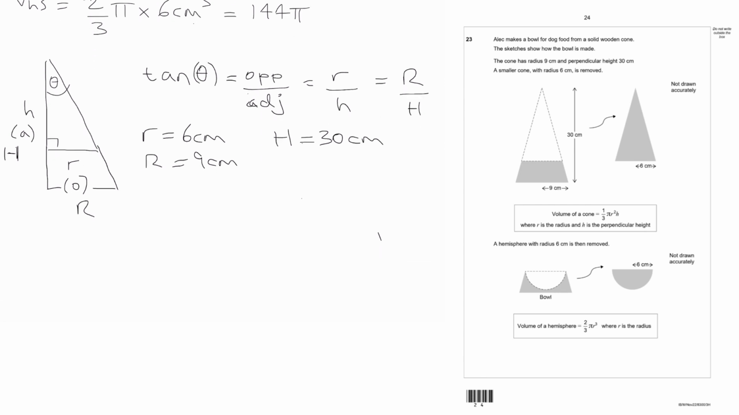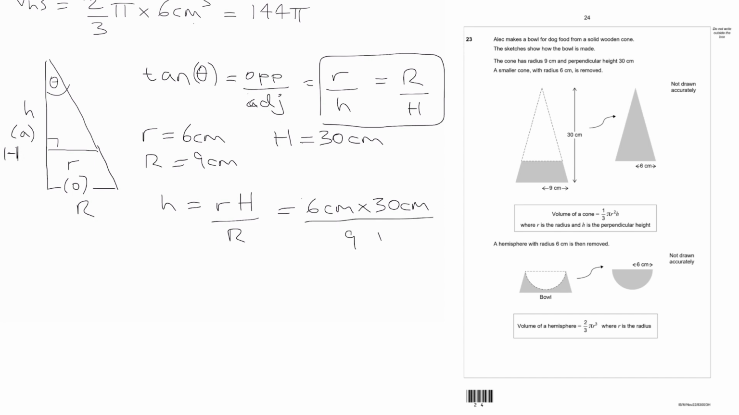So what we can do now is work out small h by rearranging this. So we have little r over little h is equal to big R over big H. So the ratio is the same between the two. So if we just rearrange this, moving little h to the right-hand side, we get that h is equal to r times big H over big R, which means little h is equal to 6 centimetres times 30 centimetres over 9 centimetres. And when we work this out, this gives us 20 centimetres for small h. So now we have everything to work out the final volume here.